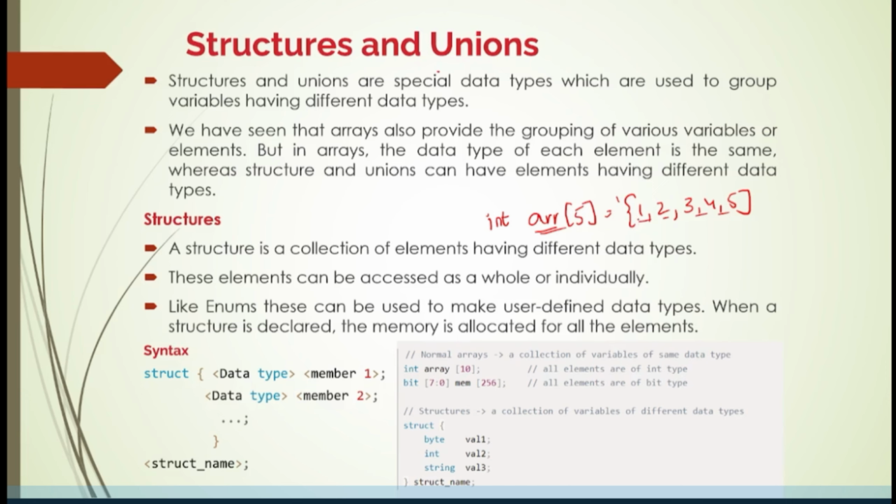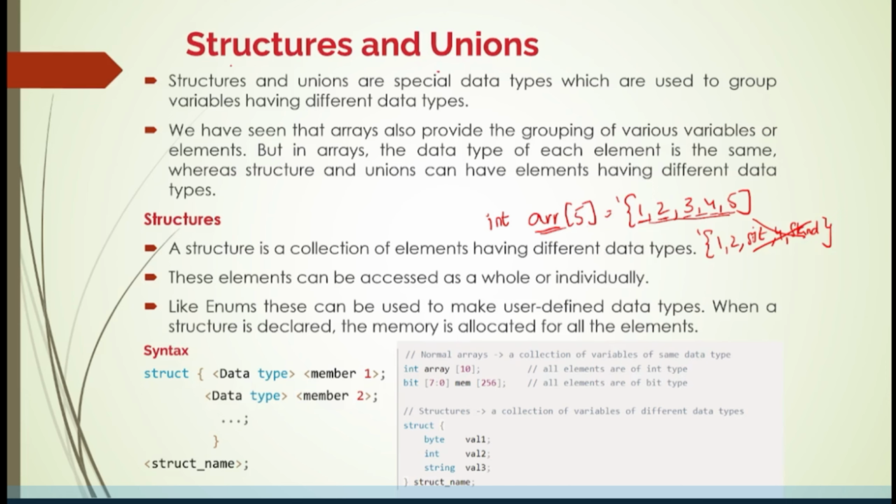But if you see here, in arrays, all of this, 1, 2, 3, 4, 5, all belong to the integer data type only. That means you can't take it like this, some int, some char, some float. If you are taking it like this, it will throw you an error. Why? Because array is a collection of variables, and it is a collection of similar data type variables.